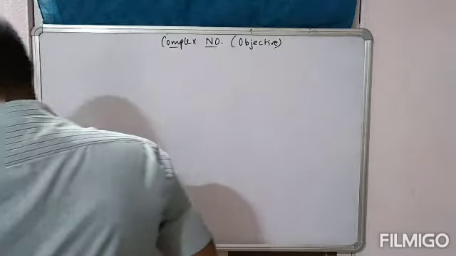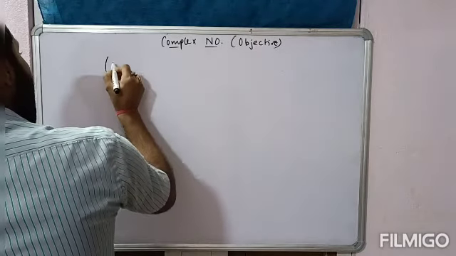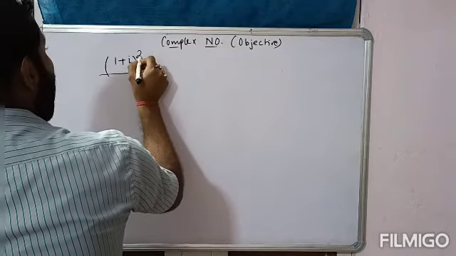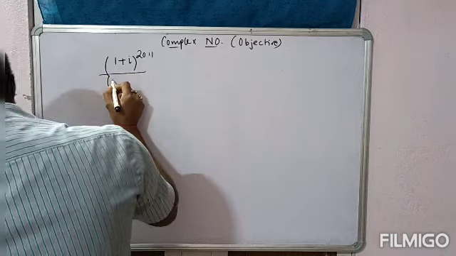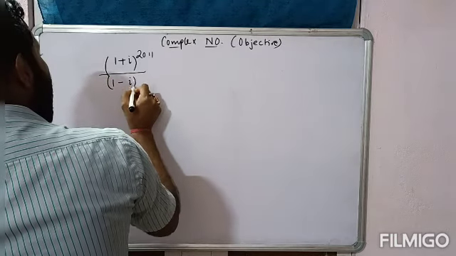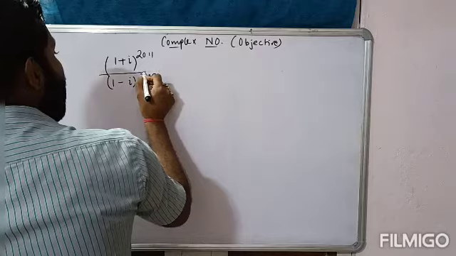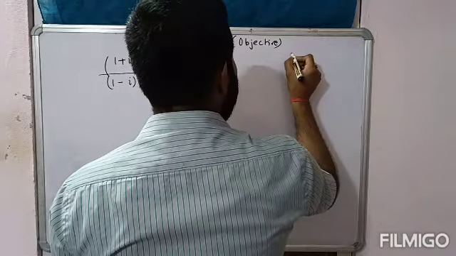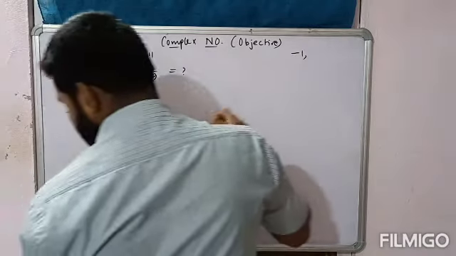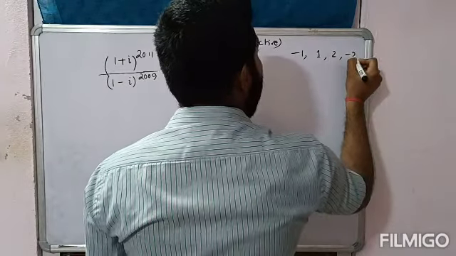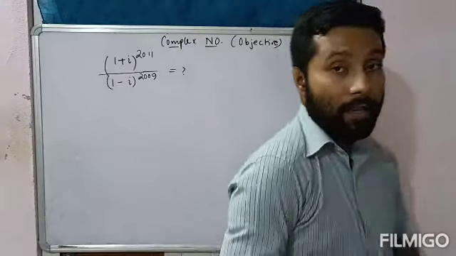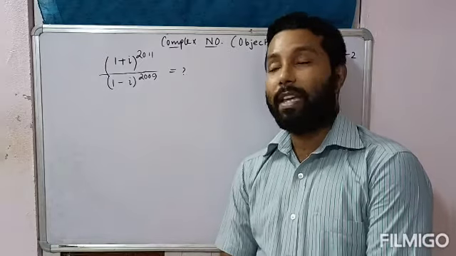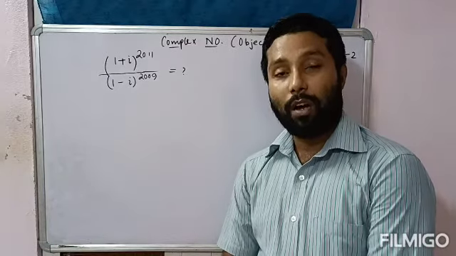So the first question is: the value of (1 plus i) to the power 2011 divided by (1 minus i) to the power 2009 is equal to what? The options are given: -1, 1, 2 and -2. So this is the first question. You are asked to find the value of (1 plus i) to the power 2011 divided by (1 minus i) to the power 2009.